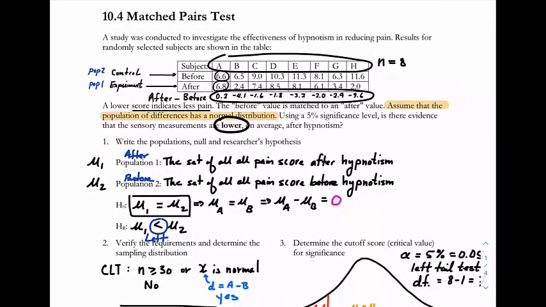Before I conclude this problem, I just want to say that these are made up problems, so don't take these for literal value. These are just examples to help illustrate. So don't be led under the assumption that hypnotism does reduce pain. These are just made up numbers to help you learn the math for these exercises. But this will conclude it here for section 10.4, matched pairs test, example number 1.